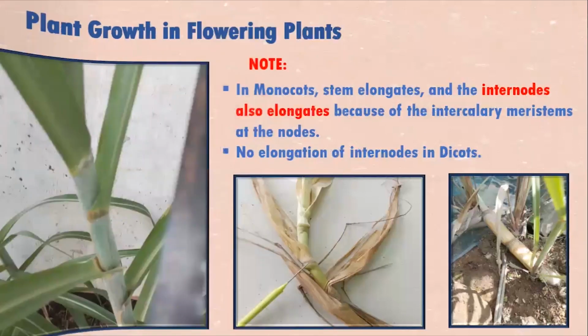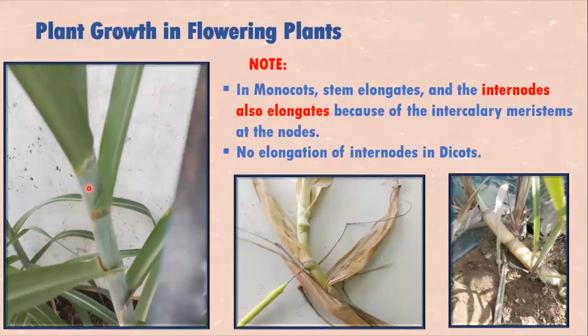Notes should be taken on primary growth in monocots. As the whole plant lengthens, the internodes also lengthen. And in monocots, the internodes lengthen. This is one internode here. It will lengthen because there are intercalary meristems. There are meristems at the node here. That will cause the internode to lengthen. This one at this node is intercalary meristems that will cause the internode to lengthen.